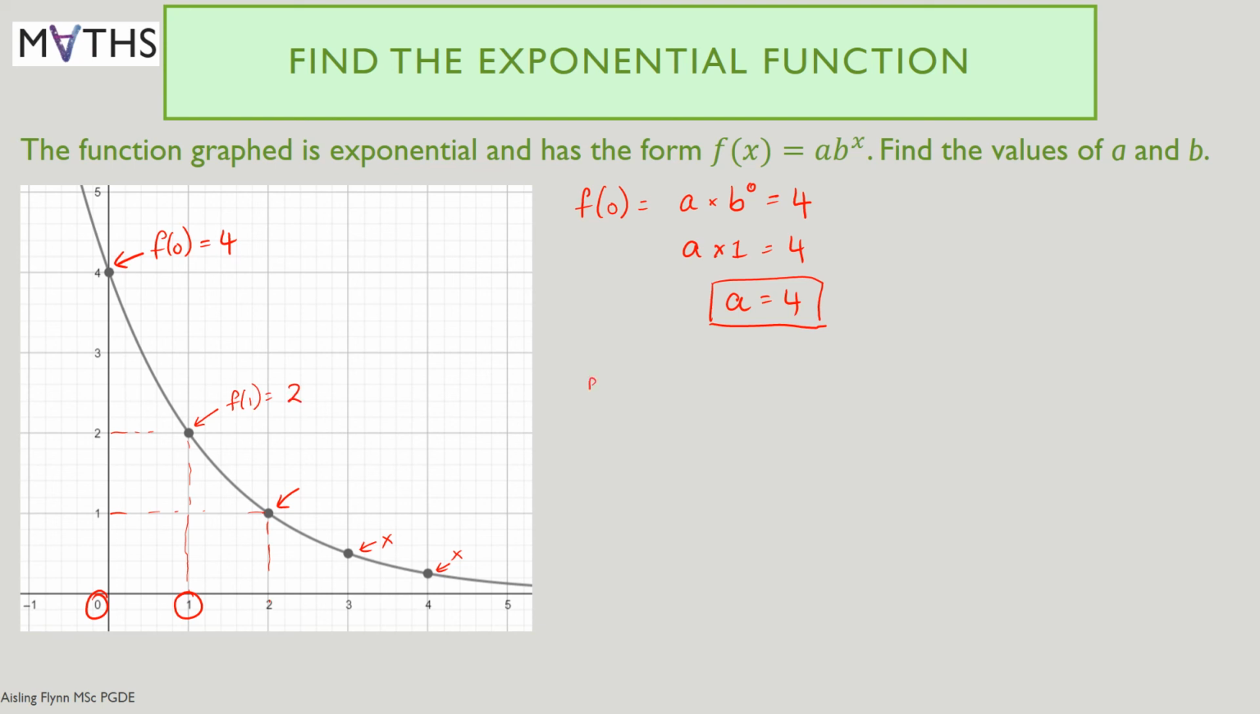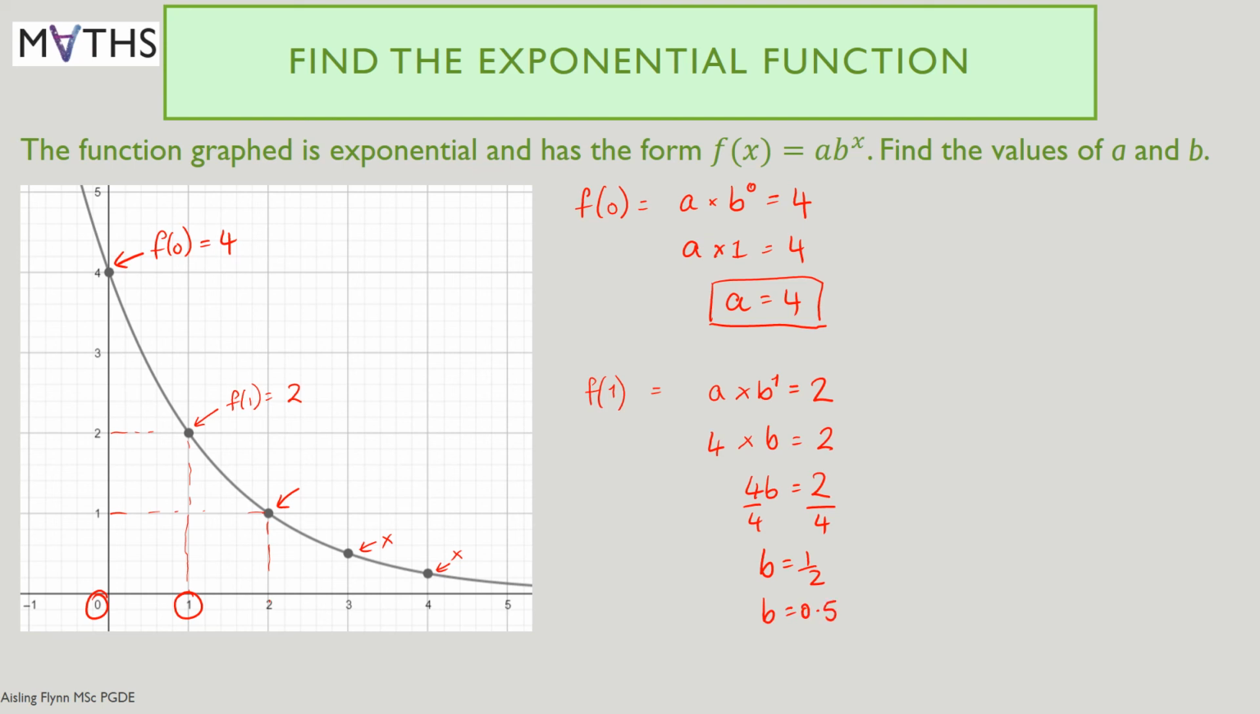So let's write that down. F of 1, so that's when you have a times b to the power of 1, the result should be 2. Okay, from the previous part we see that a is 4, b to the power of 1 is just b, and that's equal to 2, so we get 4b equals 2. Divide both sides by 4, and we get b equals 1/2, or b equals 0.5.